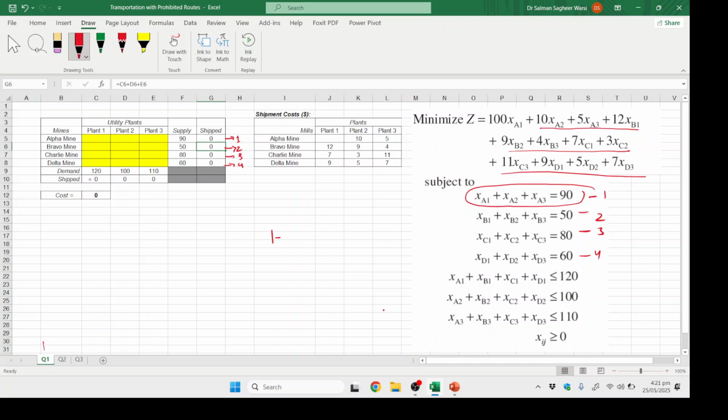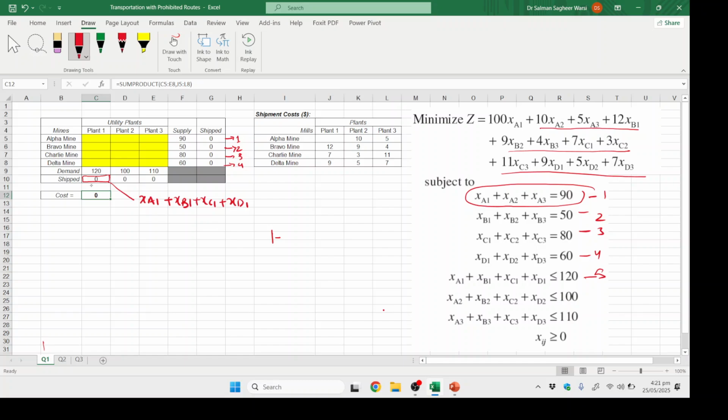Similarly, if you look at the bottom, this is basically equal to the sum of the column. The sum of the column shows us xa1 plus xb1 plus xc1 plus xd1. So this cell is summing up all the quantities shipped to plant 1 from alpha, bravo, charlie, and delta, and this is our fifth constraint.